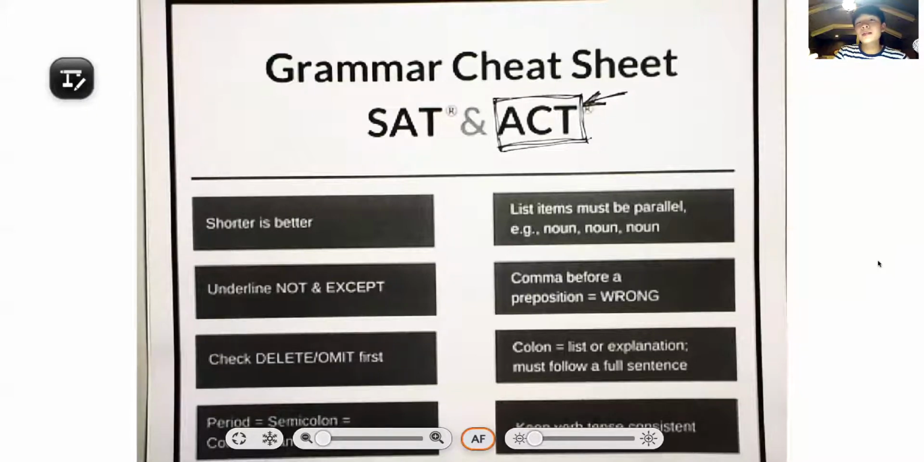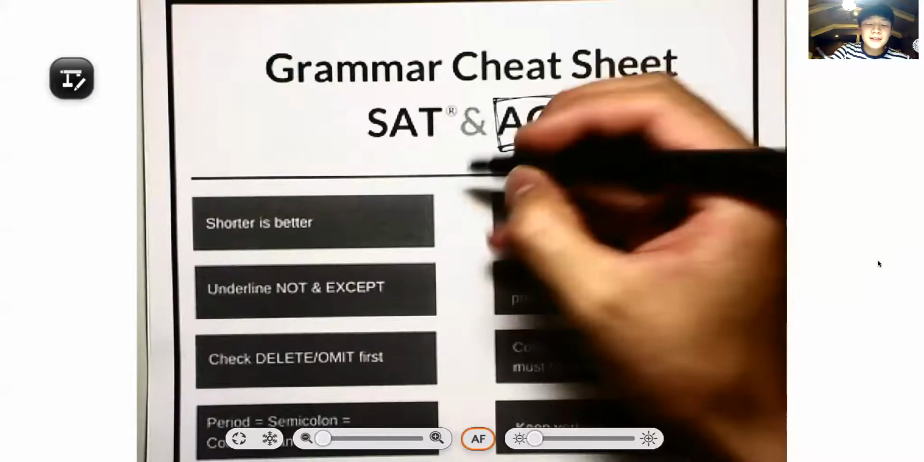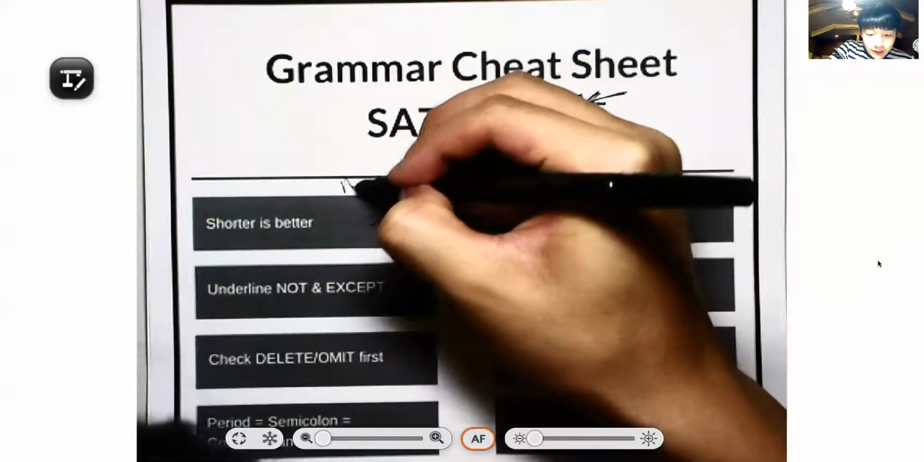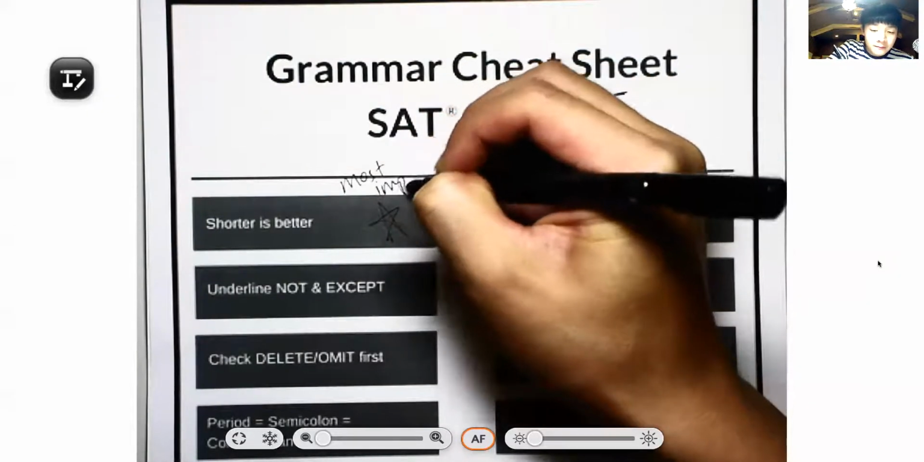There are sometimes four answer choices, and you'll find that two of them are wrong and the other two are both right. Or one of them is wrong, and the other three are all right. You'll have to find the one that's both correct and concise and short. So this is the most important, in my opinion. So I'm going to label that as most important right here.